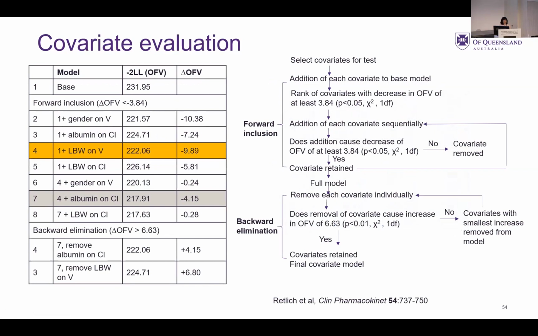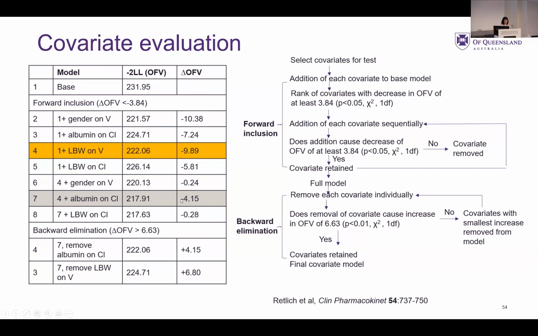So for covariate evaluation, I follow the forward inclusion and backward elimination method. We add each covariate to the base model and then rank them based on the decrease of the OFV. Usually we think over 3.84 is a significant decrease, and then add these covariates sequentially to find the full model. In my case, model 7 is my full model.